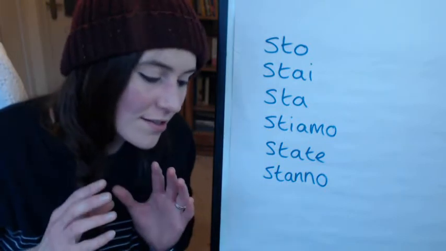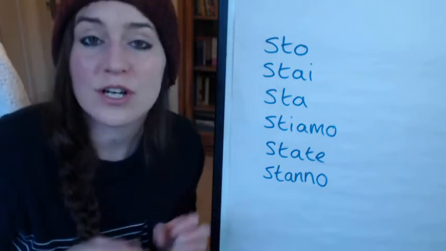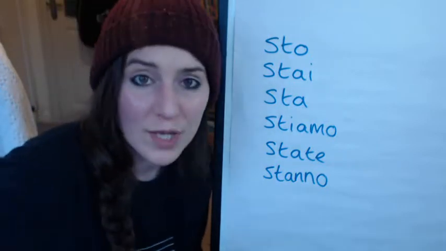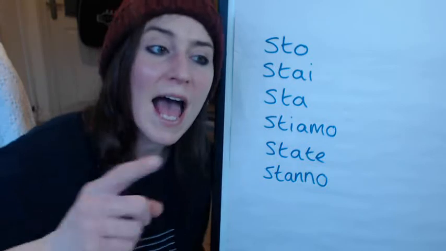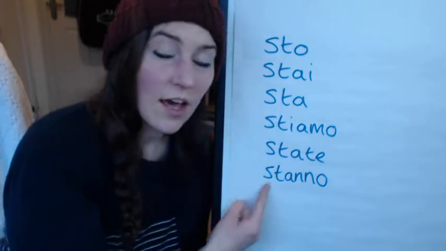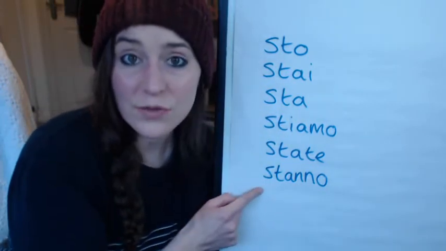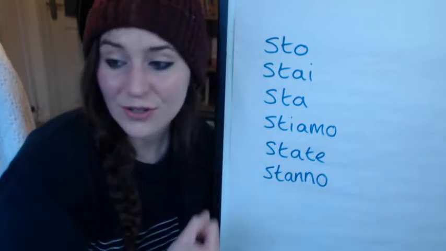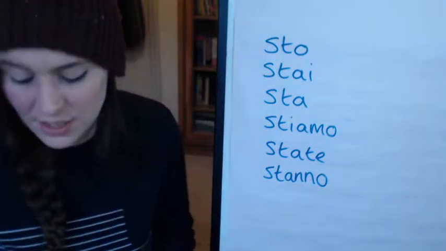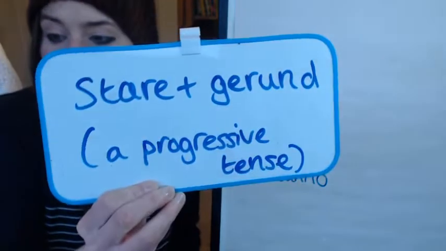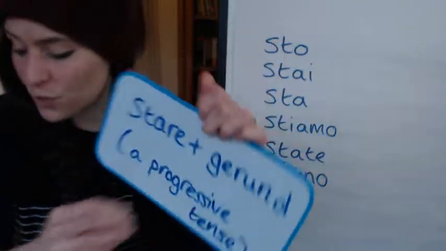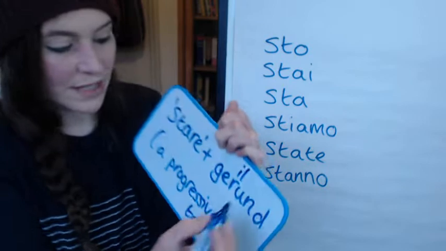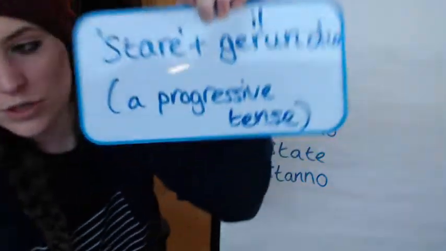Okay, so there are quite a few ways that you can use the gerund form. The main thing is that you know what it looks like and how to form it, and a couple of irregular ones, and how it can be used with present tense conjugations of this useful verb, and what it means when you use this structure. Okay, so that's quite a lot of stuff to take in. So, for more information, you can look for stare plus the gerund, or if you're searching in Italian, which is a good idea, look for stare più il gerundio.